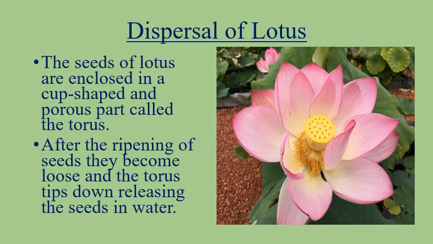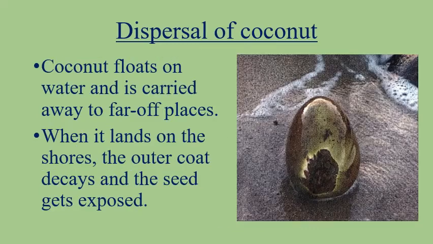If I talk about dispersal of seeds of lotus, here you all can see an encircled part which depicts the torus of the lotus. Now this is a very important feature of this plant. The seeds of lotus are enclosed in this cup-shaped part which is called the torus. After the seeds ripen, they become loose. The torus is going to tip down and the seeds are going to be released in the water, and this is how they are going to be dispersed from one place to another.